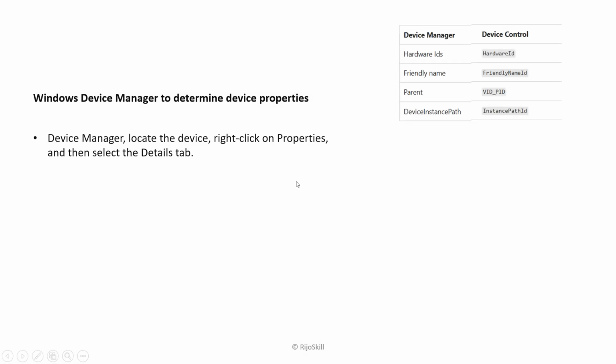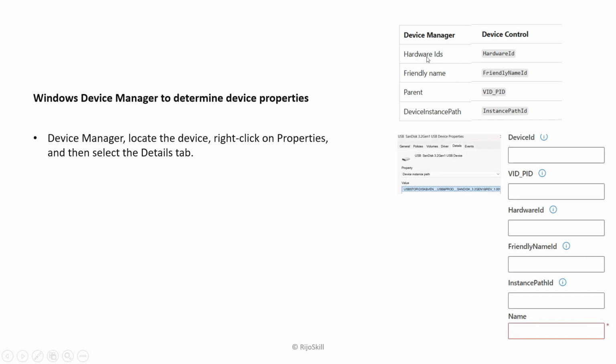Here you can see your Device Manager hardware ID. In device control it is the same hardware ID, and the Device Manager friendly name is the device control friendly name ID. In Device Manager the parent shows the VID and PID ID, and the device instance path shows the instance path ID. So like in device control, you can get this information from the USB and fill in all information related to the device from Device Manager. Now you understand how to get the device ID, VID and PID, friendly name, and everything.